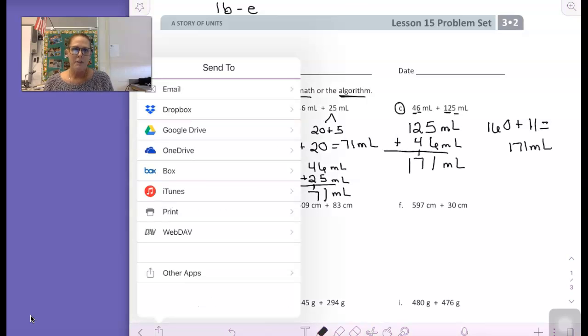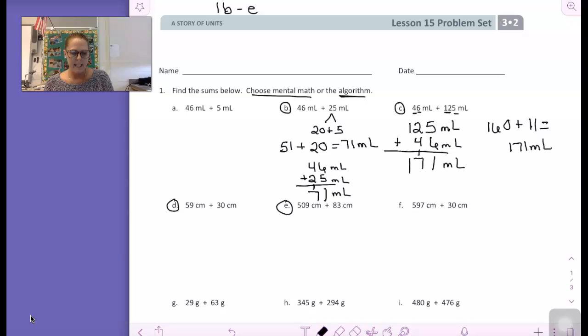Letter D, we have 59 centimeters plus 30 centimeters. This is a pretty easy one to do mental math because we can add the 50 plus the 30 and get 80, and the 9 plus 0 is 9 centimeters. But again, if you want to do the standard algorithm, it's going to look like this. 9 ones plus 0 is 9. Again, don't forget our labels. And 50 plus 30 is 80.